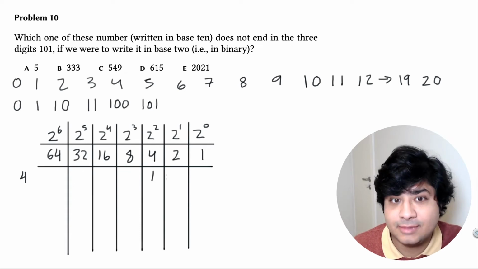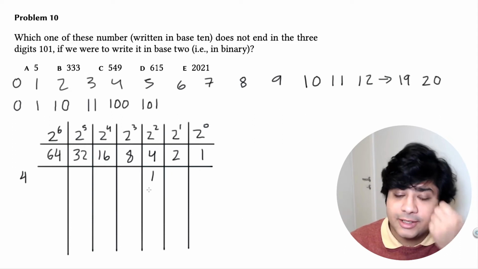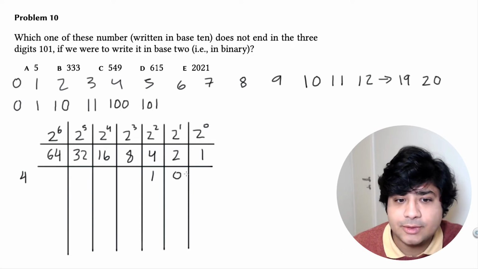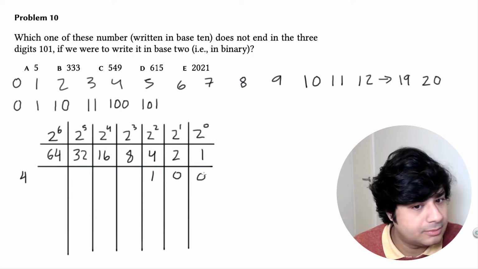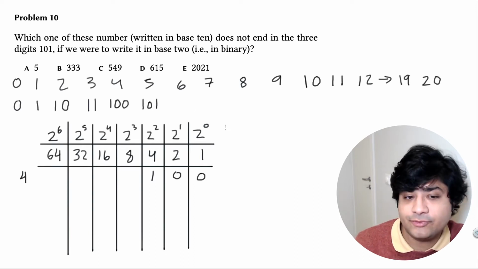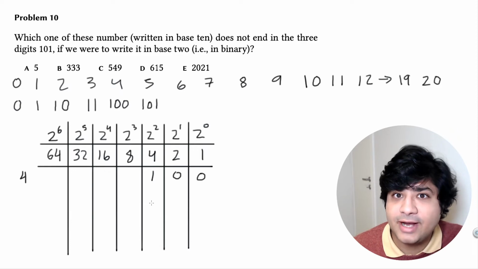Well, since I've already chosen a 4, I have to choose if I want or don't want the numbers that are smaller than 4. Do I want a 2 on top of that? No, I don't. 0. Do I want a 1 on top of that? Nope. So that's just a 0. And this makes 1, 0, 0, which is a 4. Okay, that works.